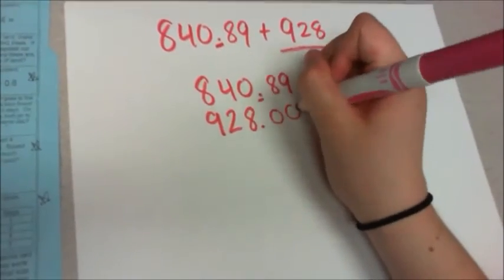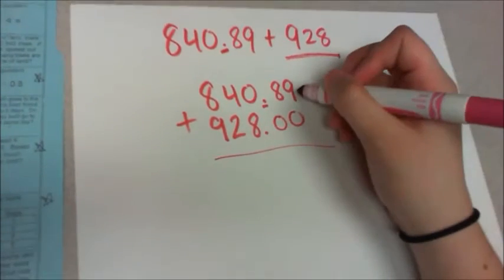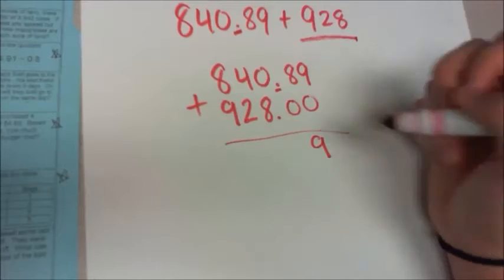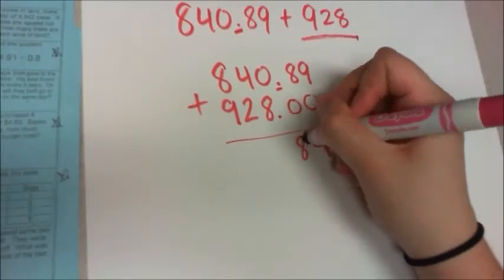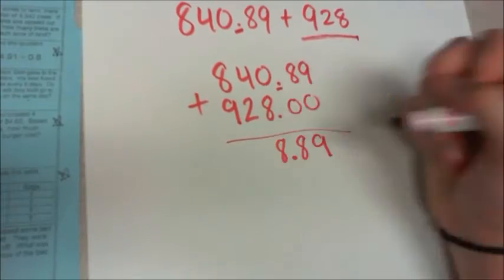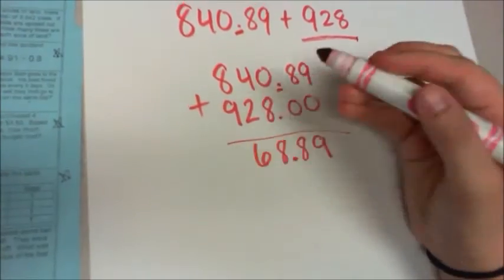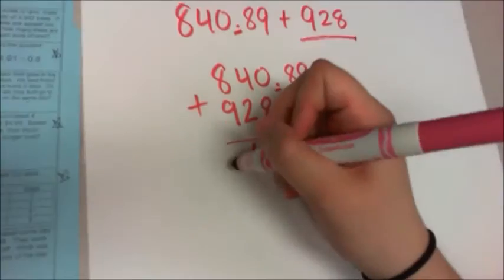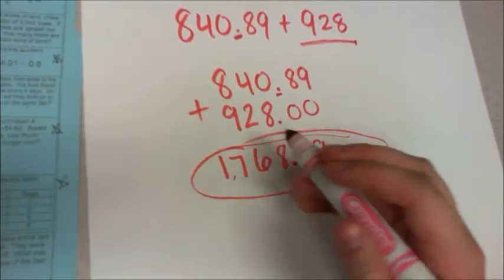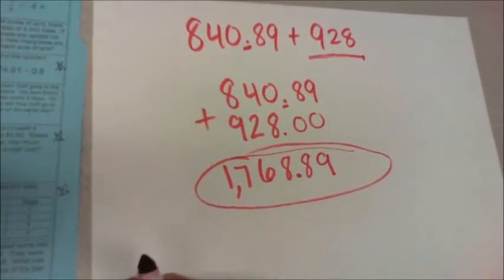Then we can go ahead and add one, put some zeros there to make it easier for us while we're adding. 9 plus 0 is 9. 8 plus 0 is 8. 0 plus 8 is 8. Bring down my decimal. 4 plus 2 is 6. 8 plus 9 is 17. We get a total of 1,768 and 89 hundredths.